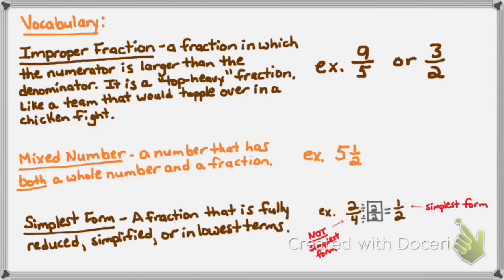So let's review. An improper fraction is a fraction where the numerator is larger than the denominator. It's top heavy, and it's a team that would not work in the chicken fight, like that big heavy guy in the chicken fight video. A mixed number is a number that has both a whole number and a fraction. And simplest form means that the fraction is fully reduced, simplified, or in lowest terms, as we learned in Packet B.